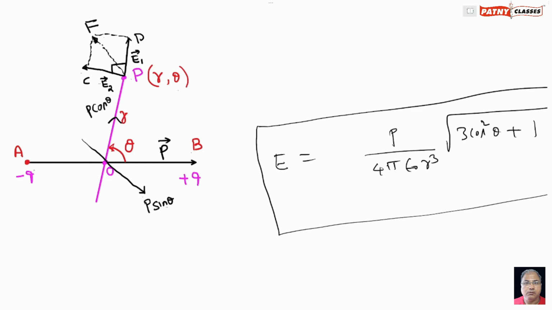Therefore, electric field intensity due to a short dipole: AB is a short dipole, and at the point P, at a distance r from the center of the dipole, the electric field intensity is given by P divided by 4 pi epsilon r cube multiplied by under root of 3 cos square theta plus 1.